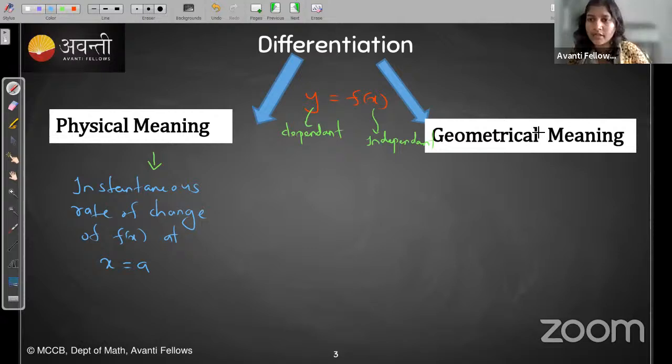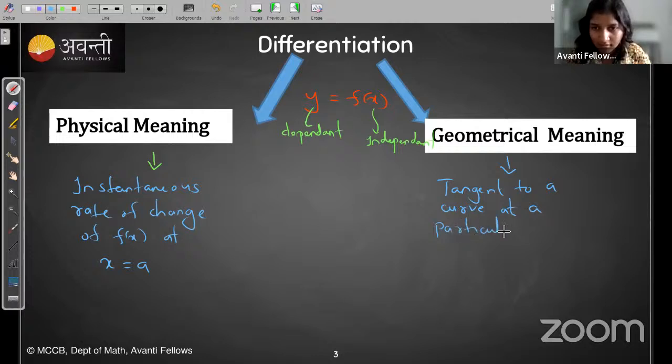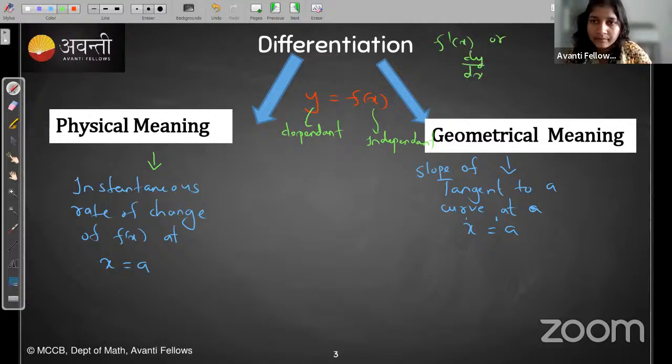And the geometrical meaning of differentiation is that it represents the tangent to a curve at a particular point. So let me take x is equal to a. At x is equal to a, the differentiation is the slope of the tangent to the curve. We usually represent differentiation by f dash of x, or dy by dx, also df by dx. So these are the terms used to represent differentiation.